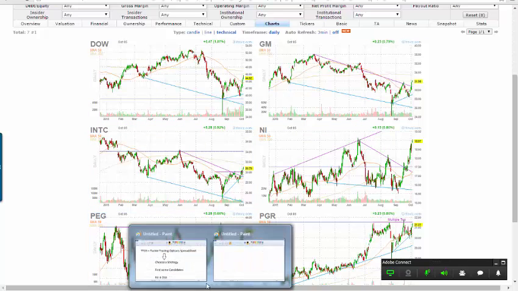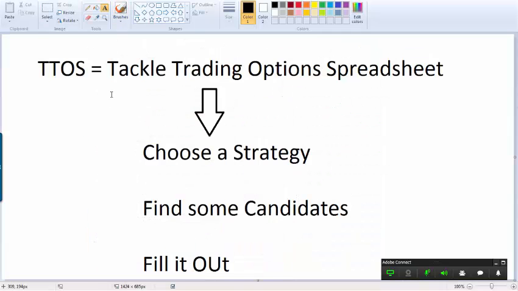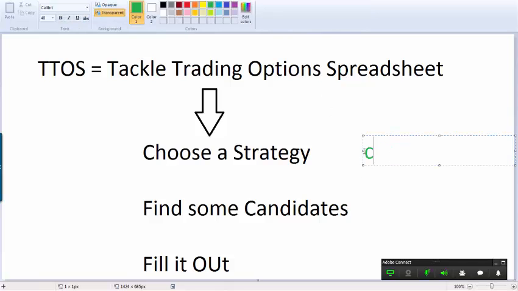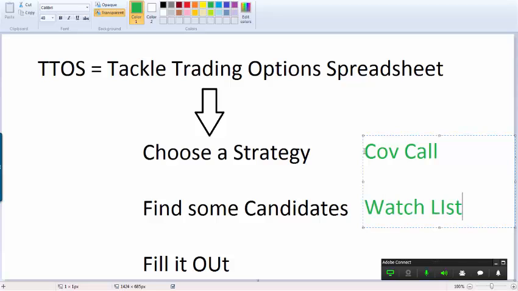So the question comes back to, well, we chose a strategy, okay? Some people would say, well, Tim, why not naked put? I don't like it, I like covered call. You could have chosen something different. We're just doing this as an exercise right now. We found some candidates. We used a watch list. Plus, we also used a scan. Now we're going to fill it out.